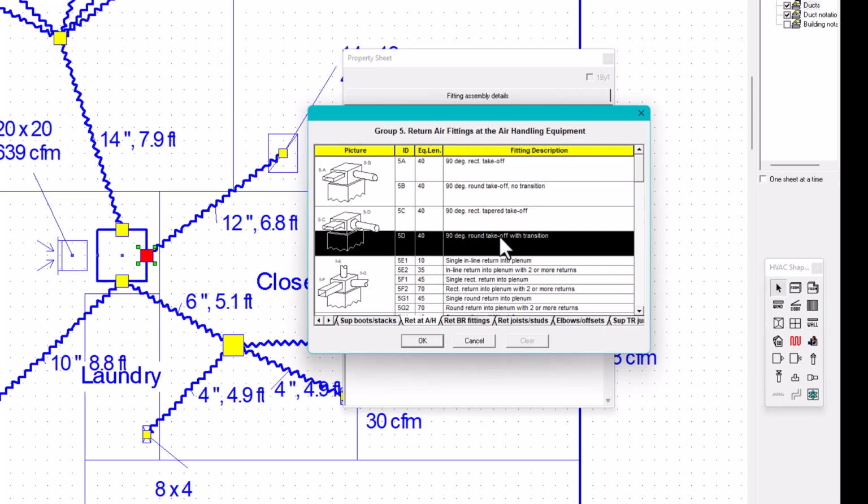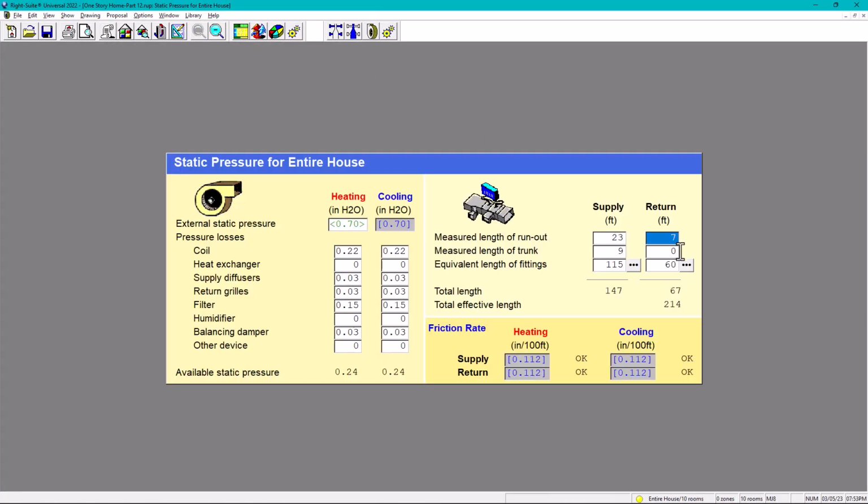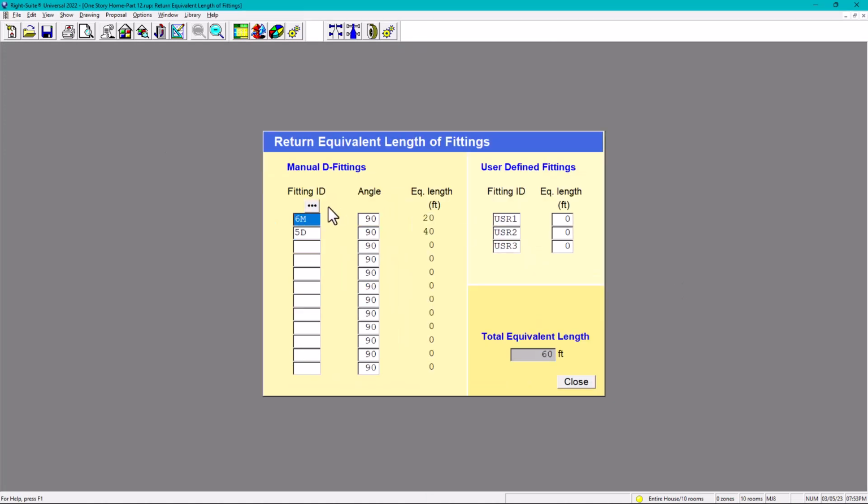See, 90 degree round takeoff with transition, usually above the air handlers. So now we're going to be able to see here in the return, it's 60. If you want more details, you click here and then you're going to be able to see the fitting type ID. See, fitting ID 6M, 5D, angle, and then equivalent length 20 plus 40. 20 plus 40 equals 60. All right.